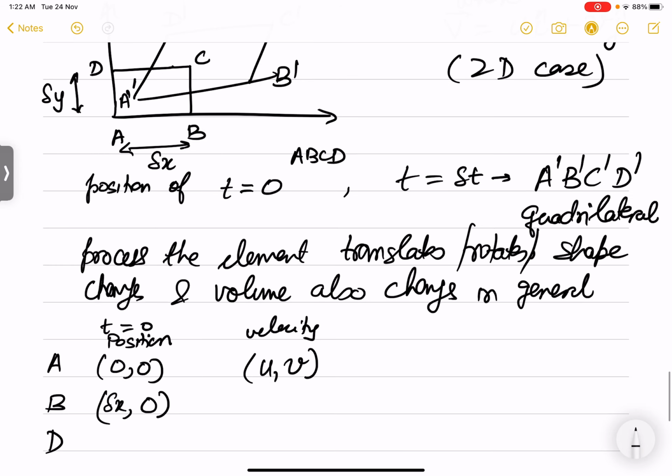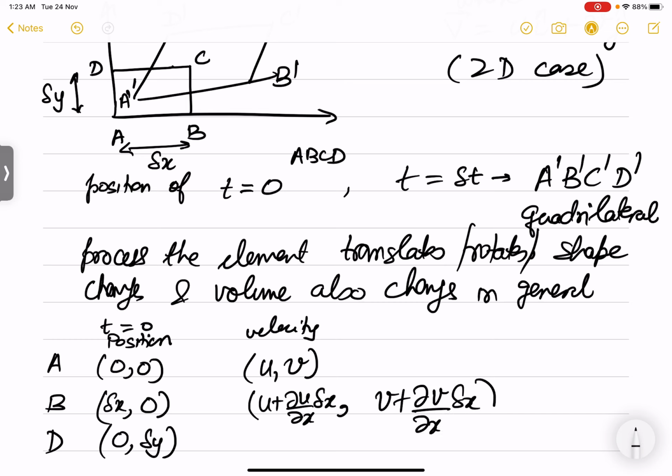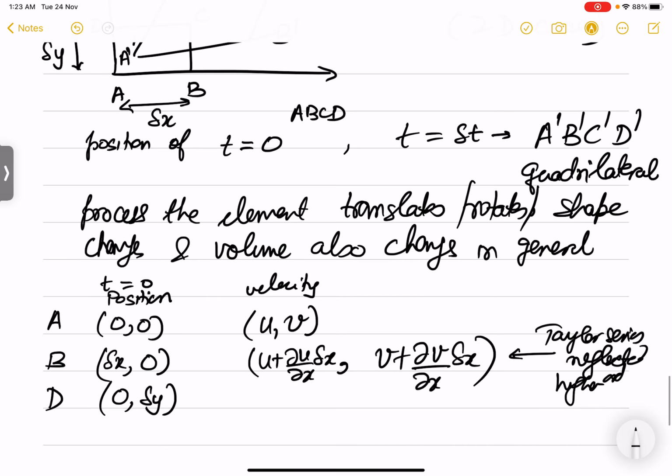And the coordinate of point D, which is the top point, will be 0, delta y. Now the velocity of point B I can express using a Taylor series. So the x component will be u plus partial u by partial x times delta x. And the y component of velocity of point B will be v plus partial v by partial x delta x. This has come from a Taylor series expansion, and we have neglected higher order terms.